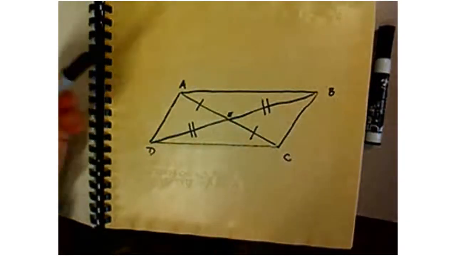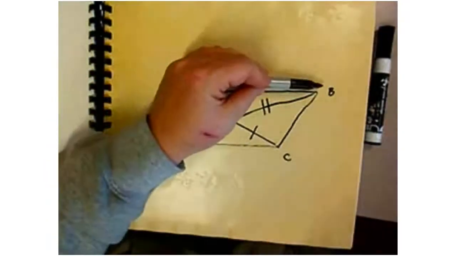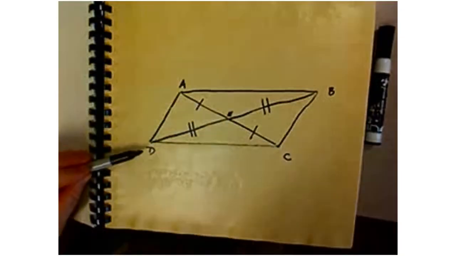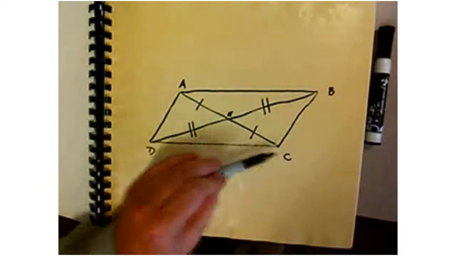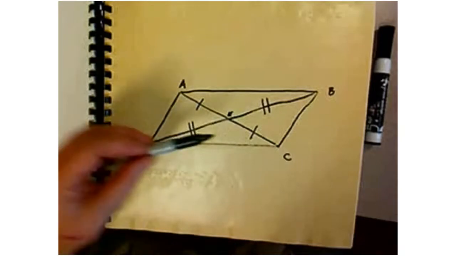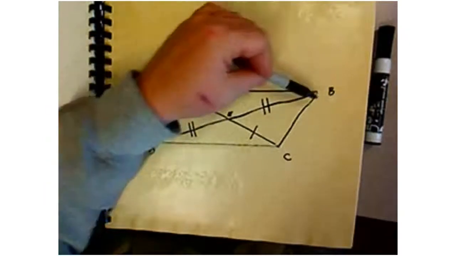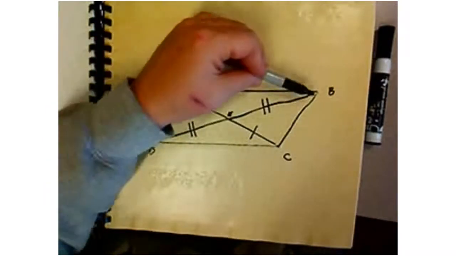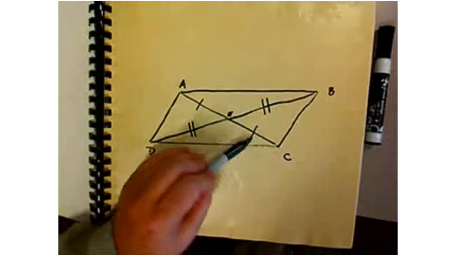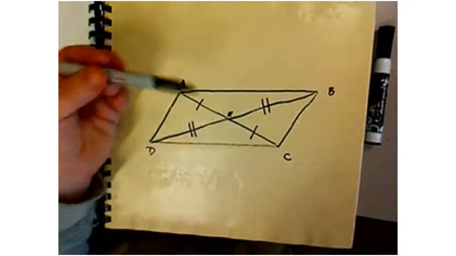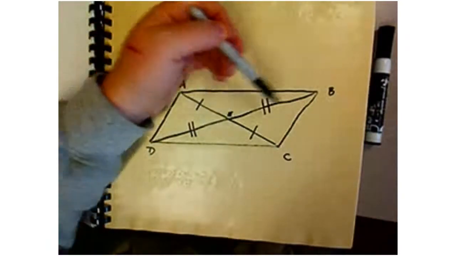So this drawing, parallelogram ABCD: A is top left, B is top right, C is bottom right, and D is bottom left. There's two diagonals, one going from top left to bottom right, AC, going through point E, and then DB or BD, the other two pairs of non-consecutive angles. Notice the tick marks. From A to E is one tick mark, and from E to C is one tick mark. It's showing that they're bisecting each other immediately in half. DB, from D to E is two tick marks, and from E to B is two tick marks.